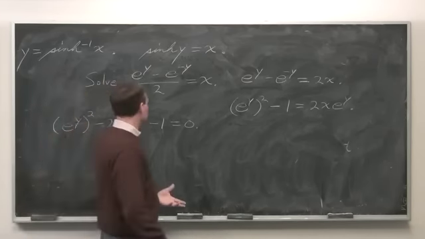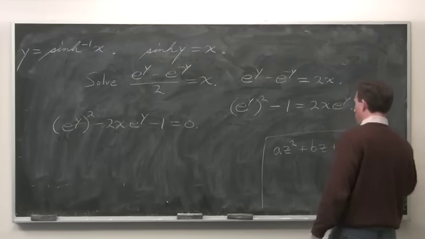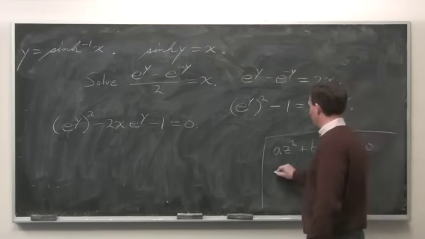Let me take the time to write the quadratic formula, but I'll use a z to not confuse it with the x and y in our problem. So what you should know is that if you want to solve this, the quadratic formula tells you that z is negative b plus or minus the square root of b squared minus 4ac all over 2a.